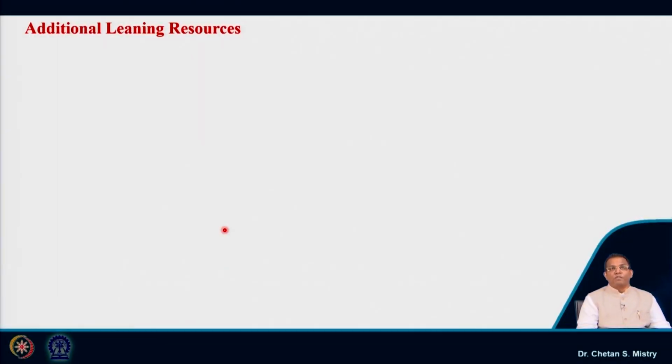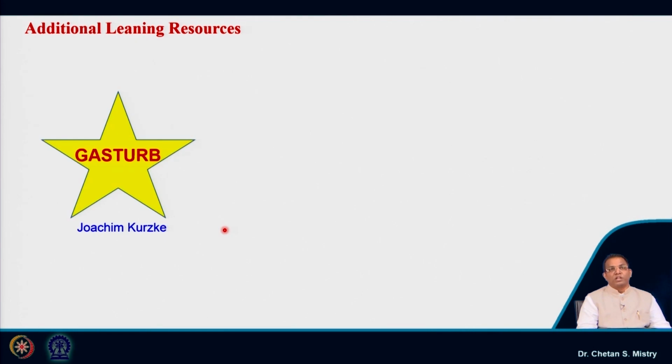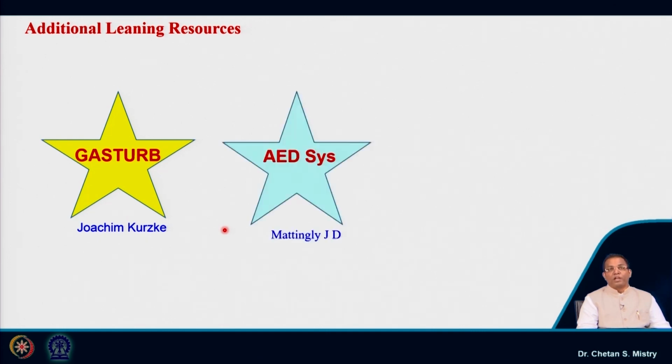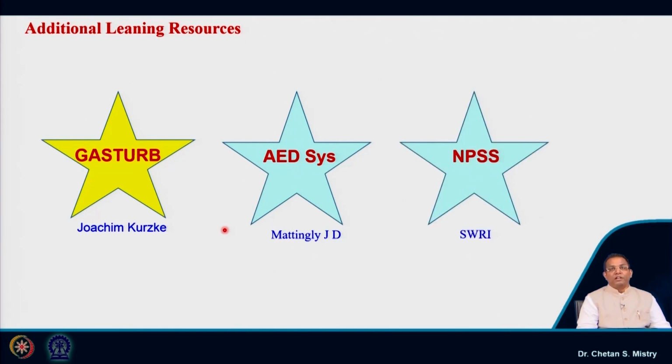Now if we are looking for additional learning resources, we have software developed by Kurz. It's called GasTurb. Second, I recommend the AED system, software developed by Mattingly. And the third software has been developed by SWRI. It is NPSS. So in order to analyze the gas turbine cycle, there are different resources available.